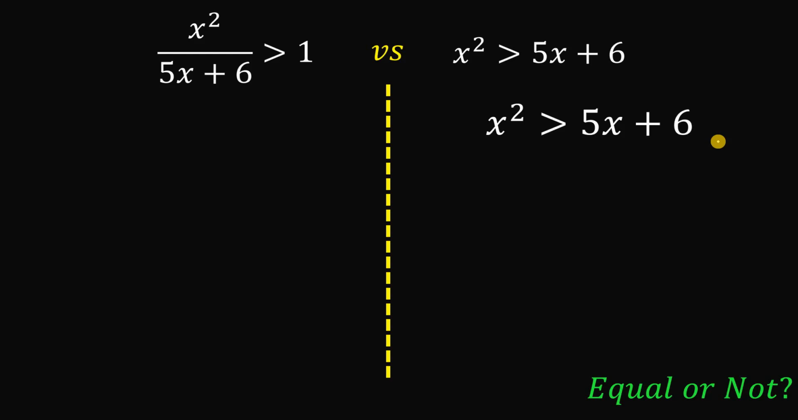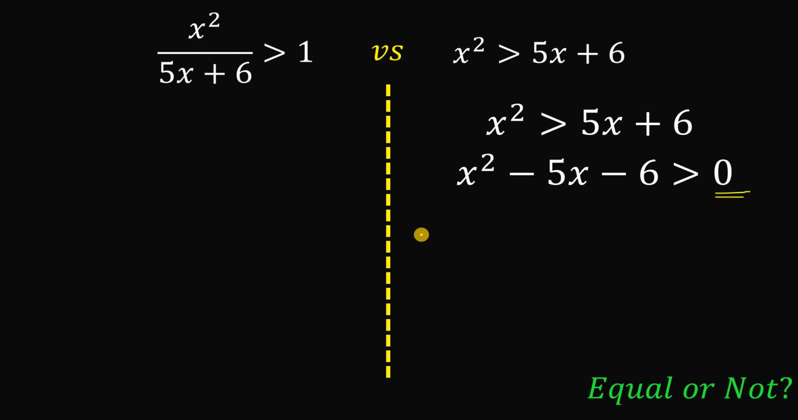Now keep in mind, when you are answering an inequality question, always equate this to 0, or always keep the right hand side or the left hand side be 0. So to do that, let's subtract 5x and 6 on both sides, and we have x squared minus 5x minus 6 greater than 0.